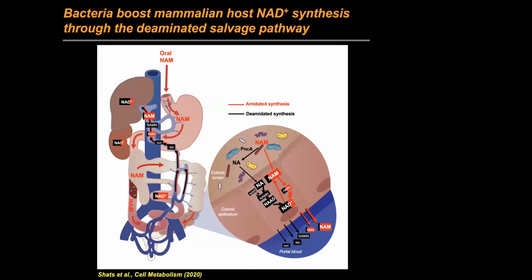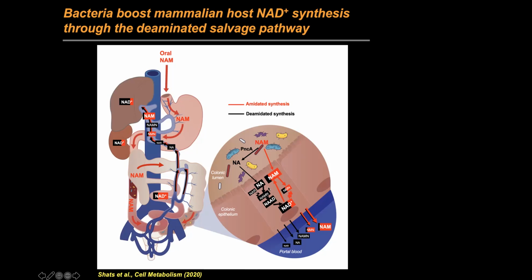So using a triple isotope labeled NAM, we were able to show that when taken orally, NAM was converted by microbial PNCA to NA, started in the small intestine, but largely in the colon. This is not surprising because colon has a much higher bacterial load than the small intestine. So this PNC-mediated conversion contributes to more than 30% of NAD synthesized in the small intestine, but more than 60% of NAD synthesized in the colon.